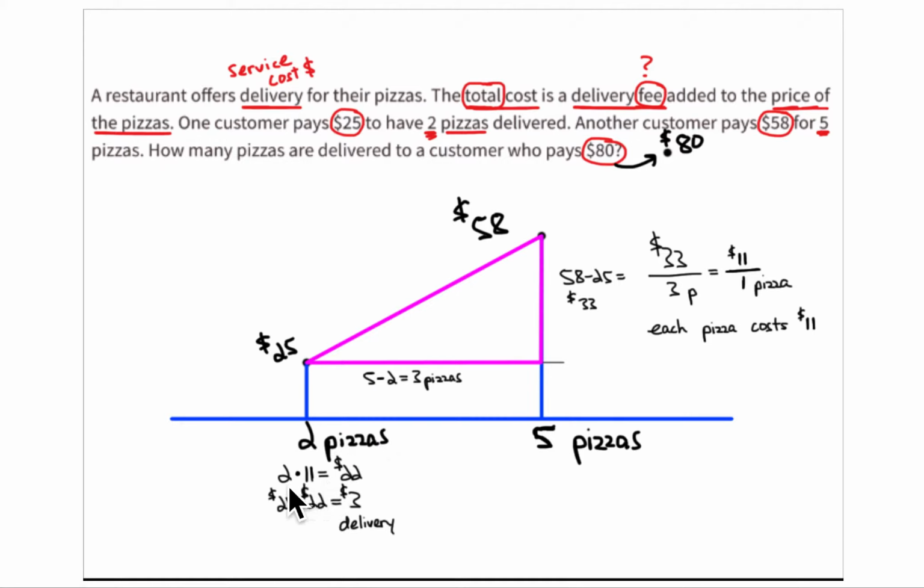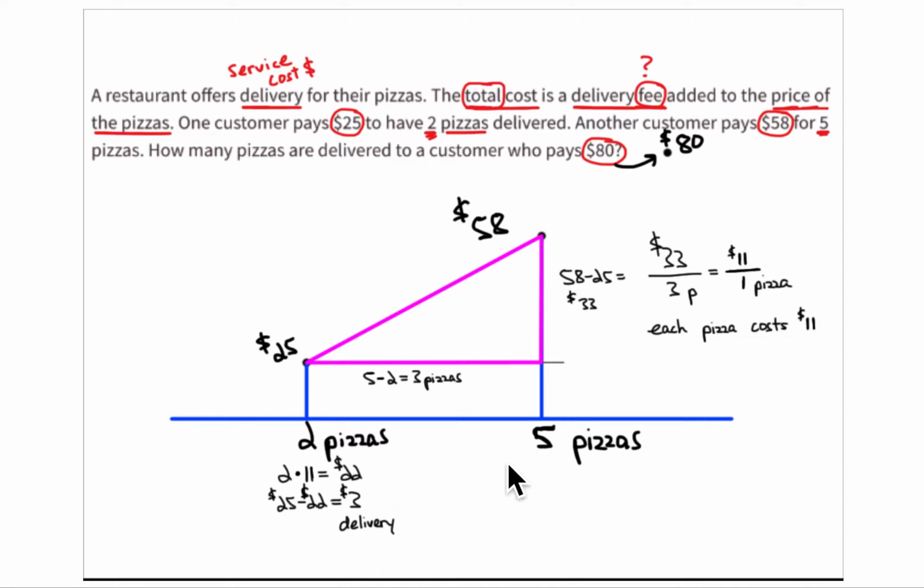Well, 2 pizzas cost $11 each, cost $22. So that means the delivery fee is the extra amount of money you pay. So that's $25 minus $22 equals $3. So that delivery fee is $3.